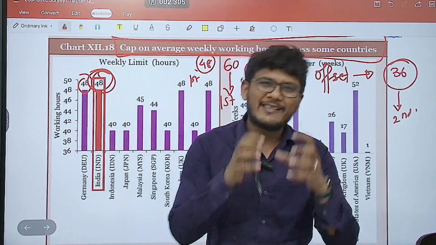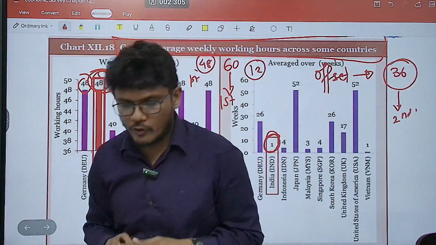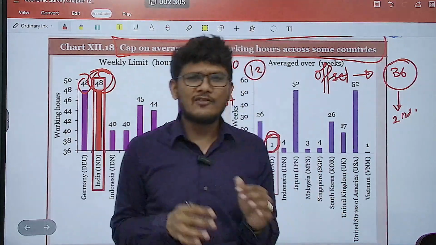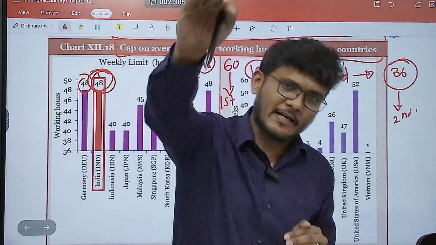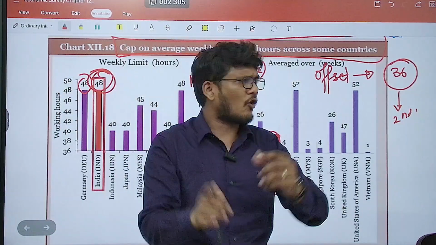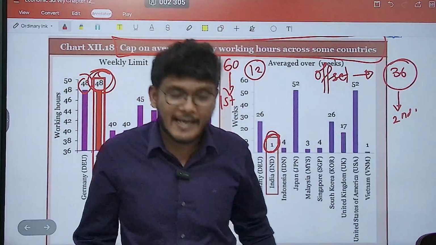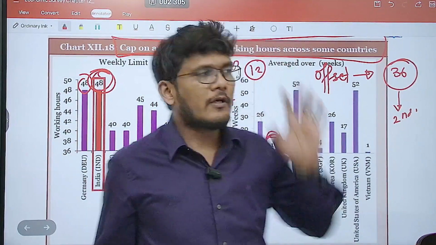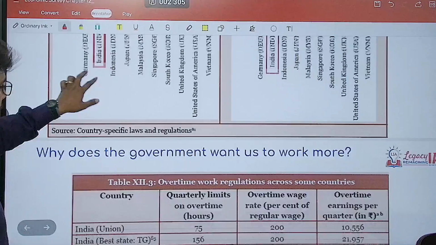So probably that kind of thing is not understood here. However, the economic survey would argue that 48 hours is still very less, so there is scope for a certain increase in the number of hours. So there can be a huge debate around this as well, and you can expect a question in your mains around this particular topic.